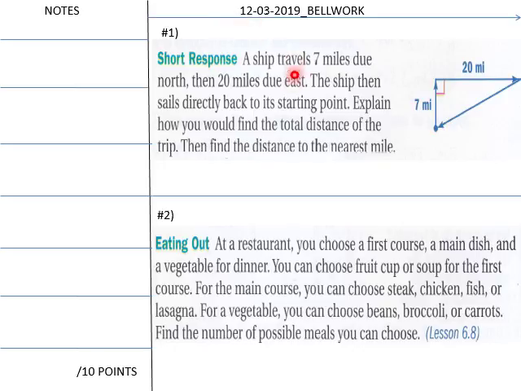Today's bell work. A ship travels 7 miles due north, then 20 miles due east. Explain how you would find the distance of the trip. So you want to find that.